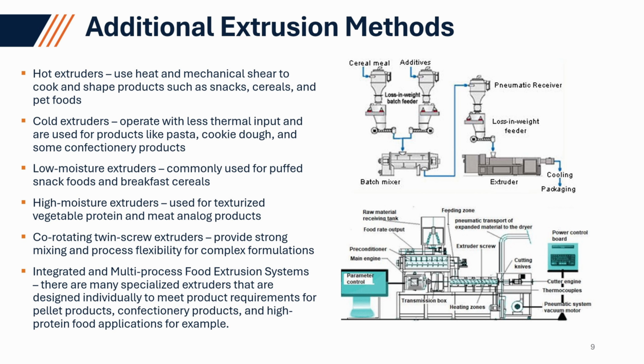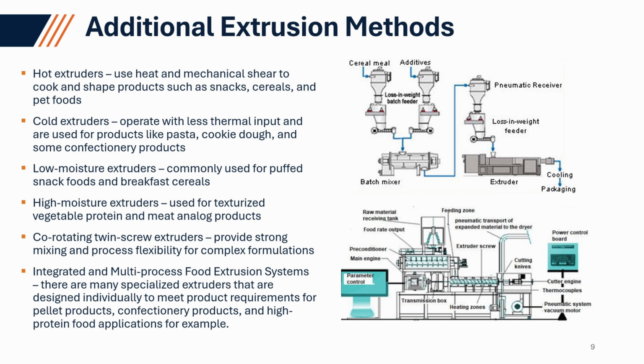One category is hot extrusion. This is what people typically think of when they think of food extrusion. It's made to make products such as snacks, cereals, and pet foods, and uses heat and mechanical shear to cook and shape products. Cold extruders, by contrast, operate with less thermal input and are used for products like pasta, cookie dough, and some confectionery products where full cooking inside the extruder is not the primary goal.